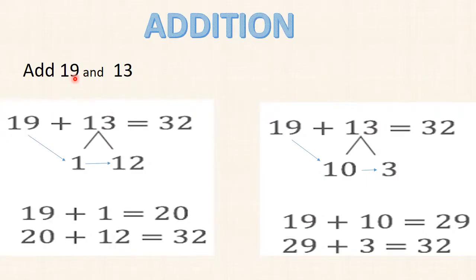For example, I have two numbers 19 and 13 and I need to add these two numbers. Usually I would simply add 19 plus 13 and I would get 32. I hope you know how to add two numbers. But there are different methods through which you can actually add two numbers. Instead of adding the two numbers directly, I am going to apply the breaking method. I am going to break a number and then add the two numbers.